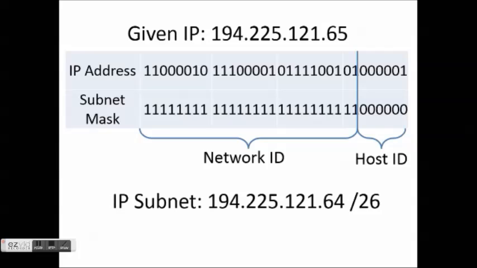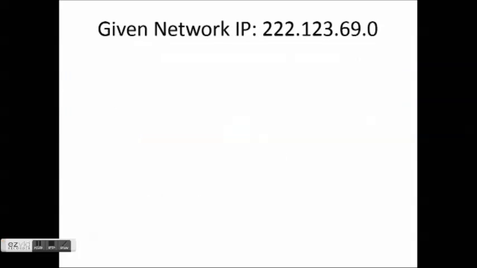The /26 following the IP subnet is the extended network prefix length and denotes how many consecutive ones exist in the subnet mask. Adjusting the subnet mask allows us to create network addresses that best fit our specific needs.